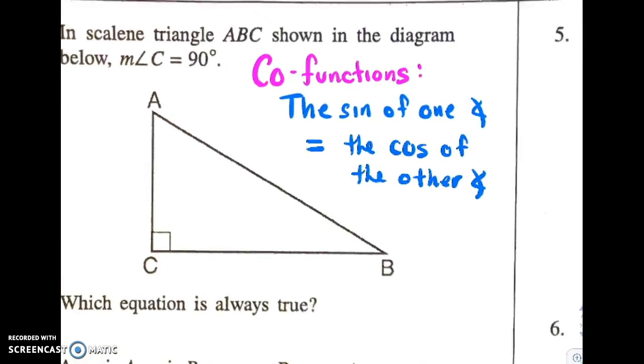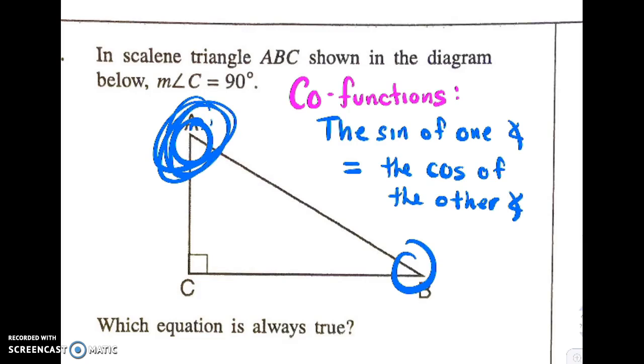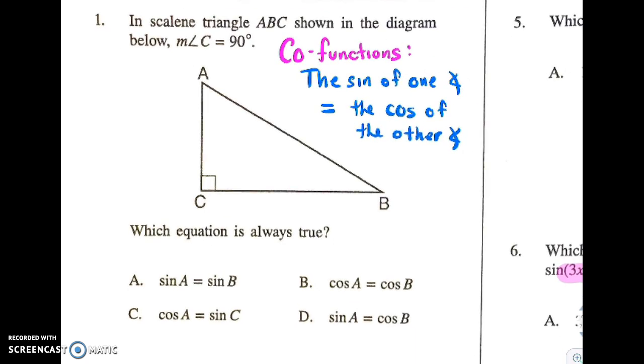And by the two angles, I mean you always have a right triangle, a right angle. It's these two that I'm talking about, the two other acute angles in the triangle. So the sine of this one is always the exact same thing as the cosine of this one, because the opposite of one is the adjacent of the other, and the hypotenuse doesn't change. So what equation is always true?